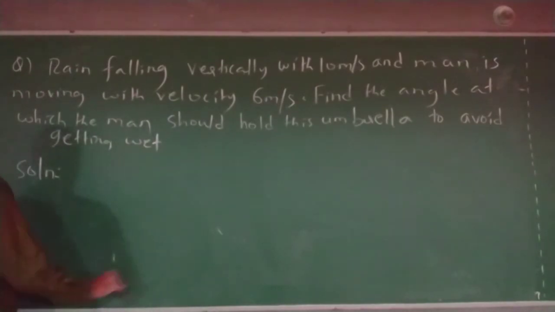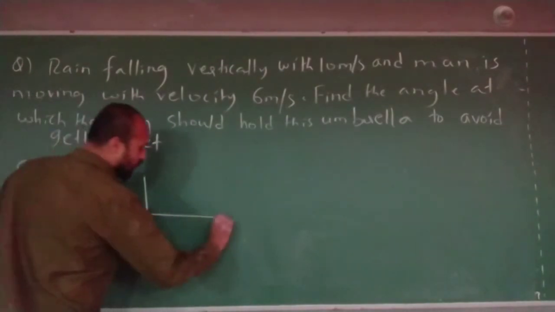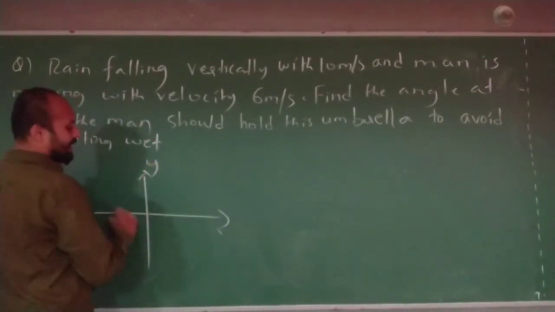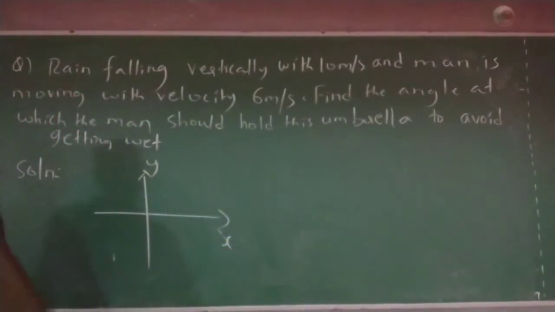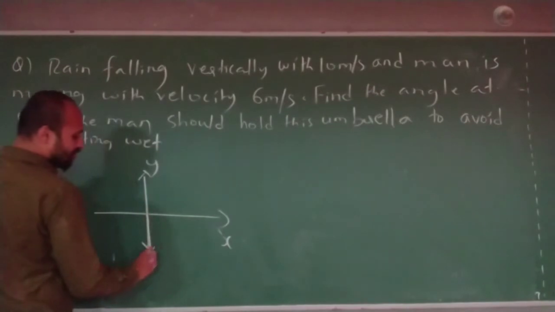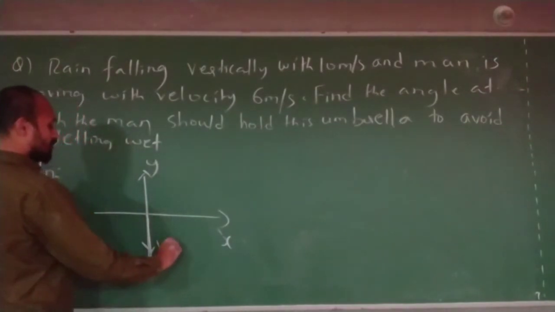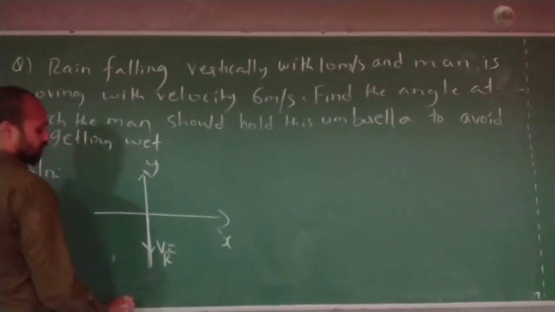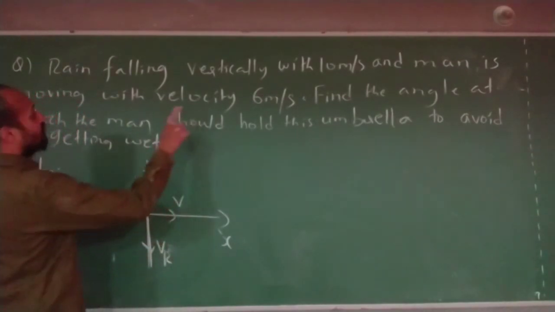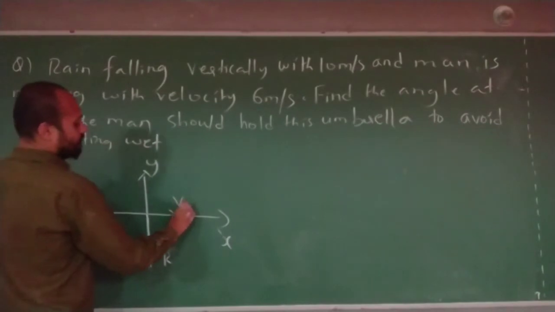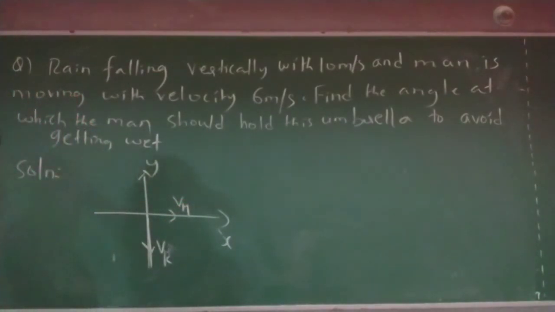Okay? See, let me take one x and y. I will try to use i j k and I will find out theta. There are many methods. Let me take this is y. Velocity of rain with respect to ground is how much? Velocity of rain is acting downward. And let us assume velocity of man is like this.